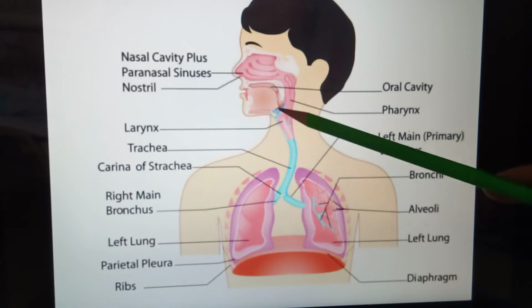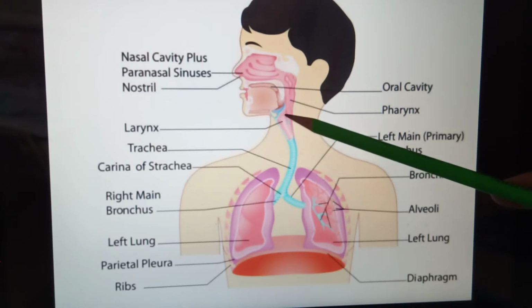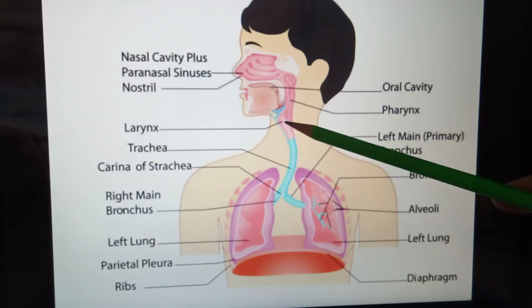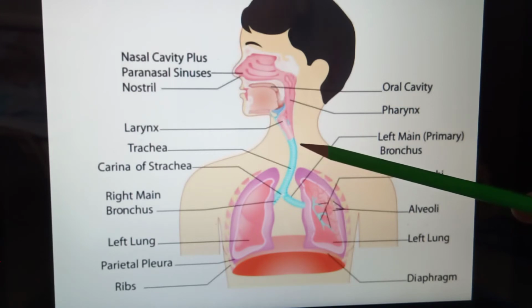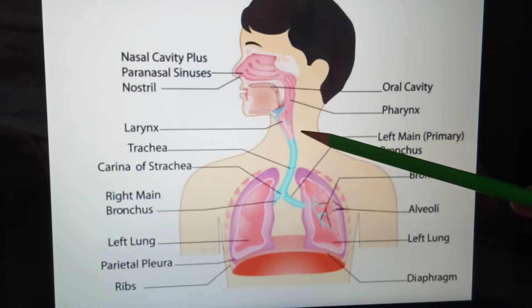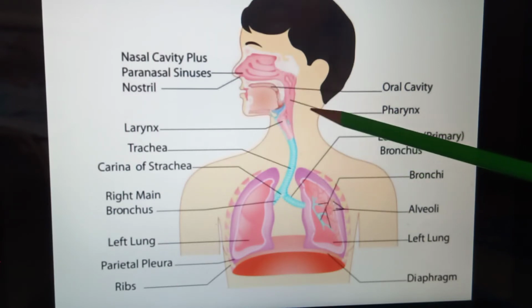This is the larynx. The larynx is also called the sound box. It means when we talk, we produce sound through this larynx. Okay, that's why it is called a sound box. It is a small passage which connects the laryngopharynx to the trachea. Okay, and what is the function? It is a sound box. It is involved in the production of sound. It produces sound in human beings and other animals also.